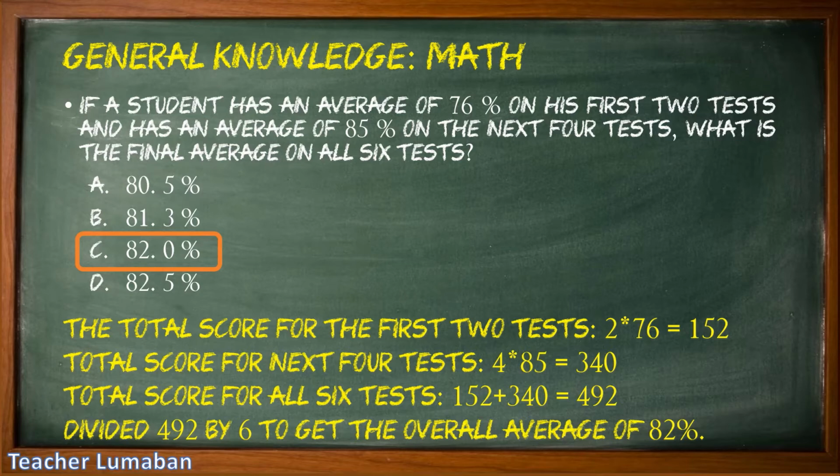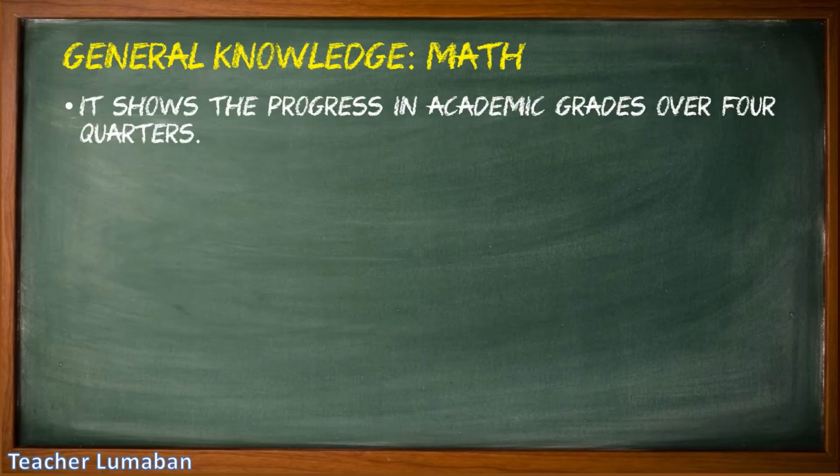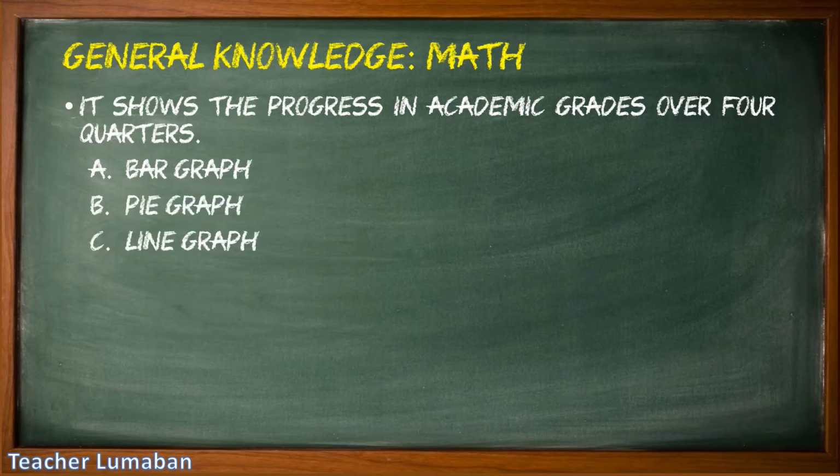The answer is 82%. It shows the progress in academic grades over 4 quarters. Letter A, bar graph. Letter B, pie graph. Letter C, line graph. Letter D, circle graph.